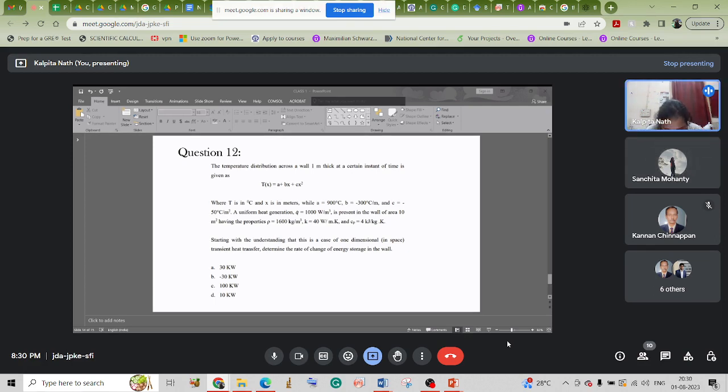For in, what will be x? X will be 0. And for out, there will be a certain value of x, that is L, the thickness of the slab or wall. It's given at the first of the question itself. Okay.